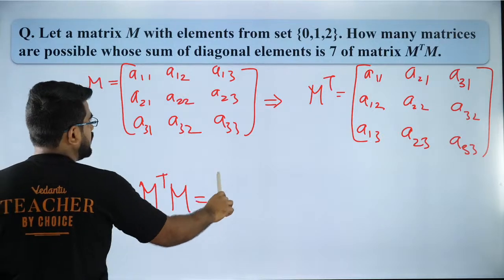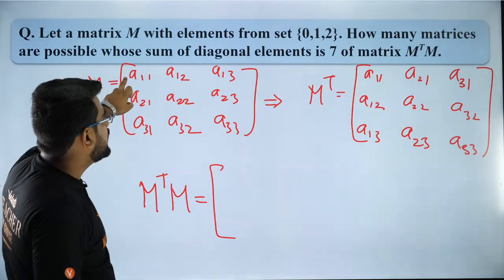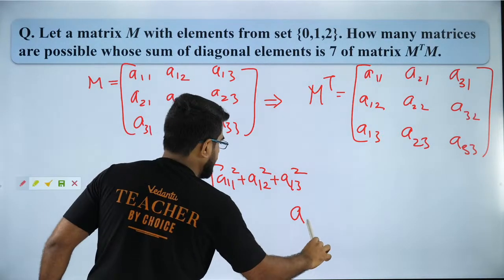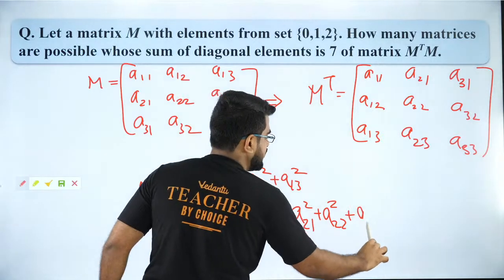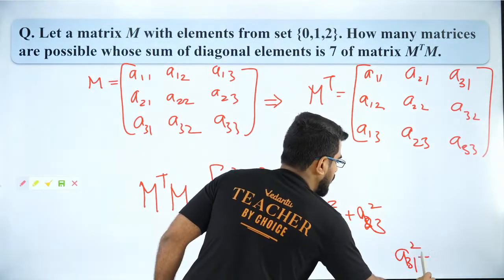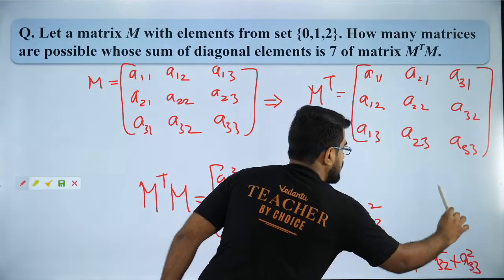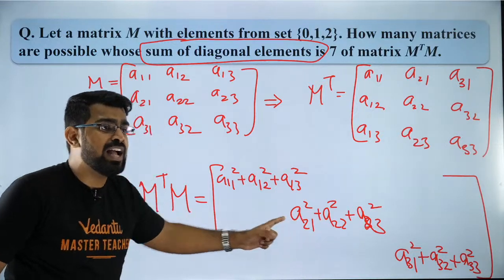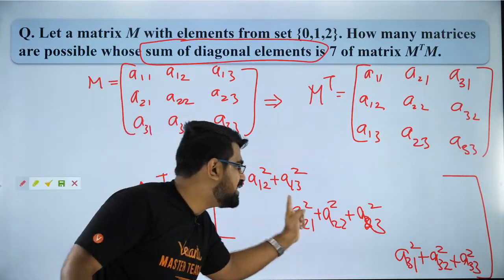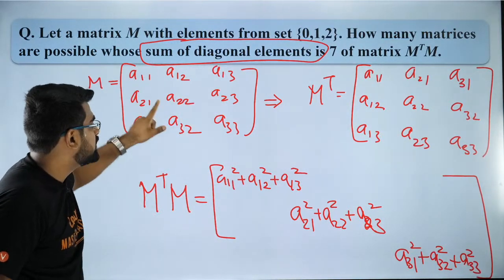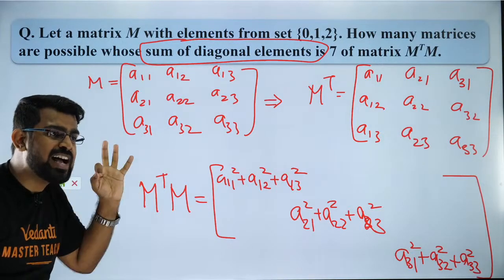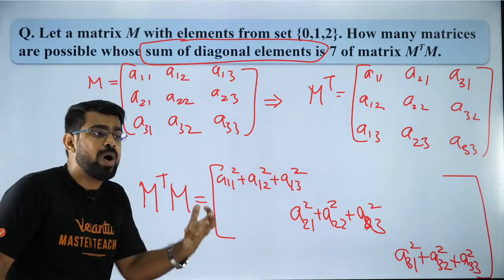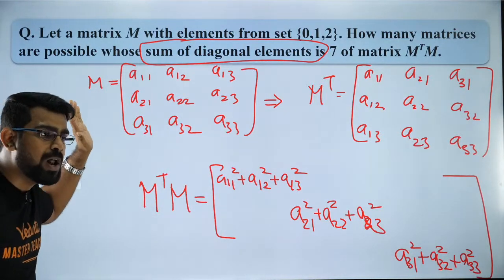So when you take M transpose M, the diagonal elements, Satvik, will be what? It will be A11 square plus A12 square plus A13 square. Now this diagonal element will be A21 square plus A22 square plus A23 square. And the last diagonal will be A31 square plus A32 square plus A33 square. So these are your diagonal elements. Why am I seeing only the diagonal elements? Because they asked the sum of diagonal elements. Okay, so what is the sum of diagonal elements? It is the sum of the squares of all the elements here. Is that correct? Fantastic, right? So your M transpose M will have the sum of all the diagonals equal to the sum of the squares of every individual term present in M. Are you all clear? Very good.